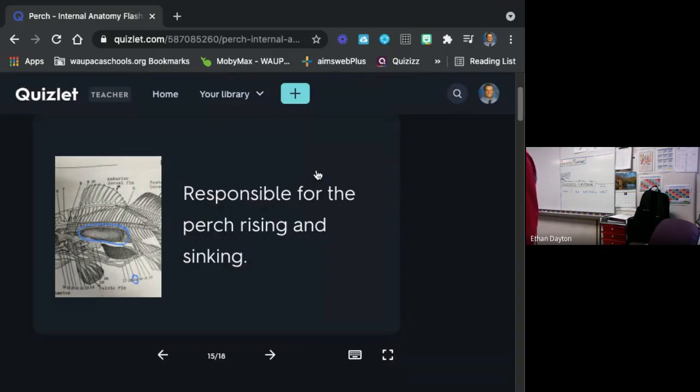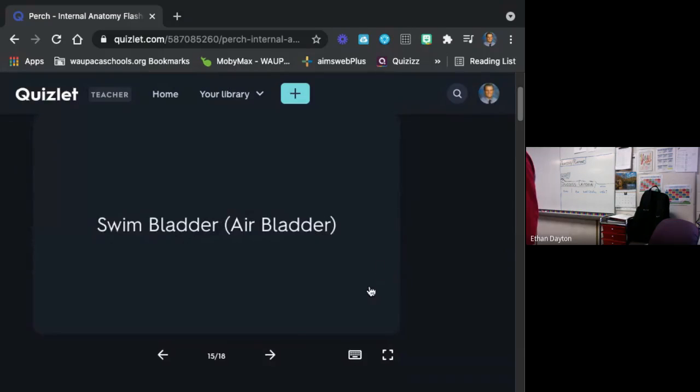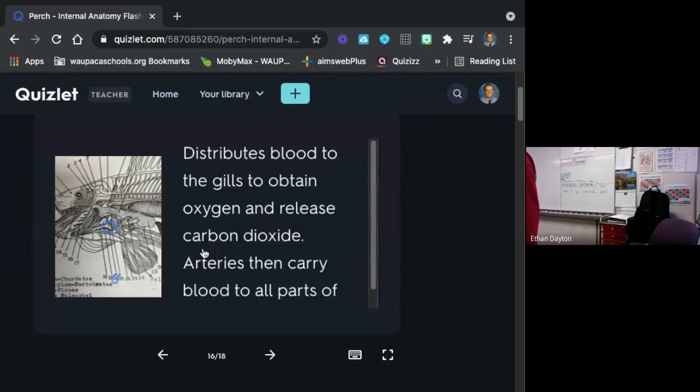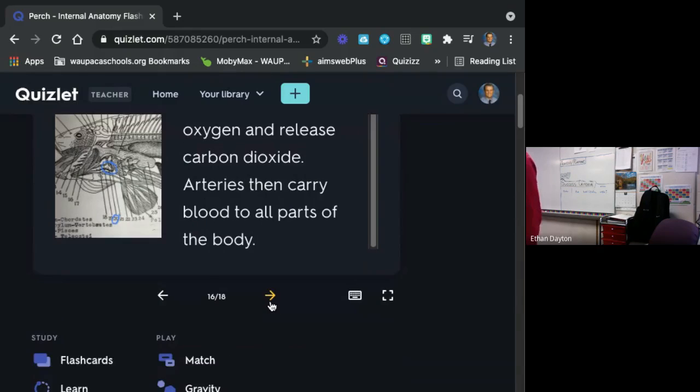It's responsible for buoyancy, rising and sinking. And the ventricle, back to the heart. This distributes, so we get the unoxygenated blood to the auricle. It's got to get sent to the ventricle. The ventricle says, boom, get out of here. Goes to the gills. Why does it go to the gills? Well, that's where the oxygen is coming in, right? Gets the oxygen. Carbon dioxide is released. Then it gets pumped all the way to the parts of the body.